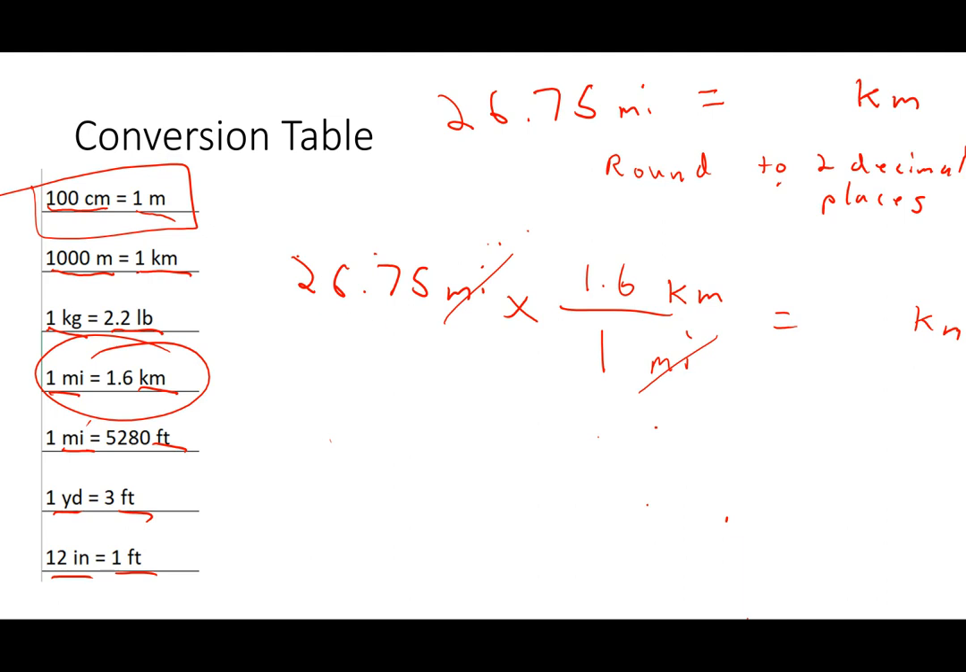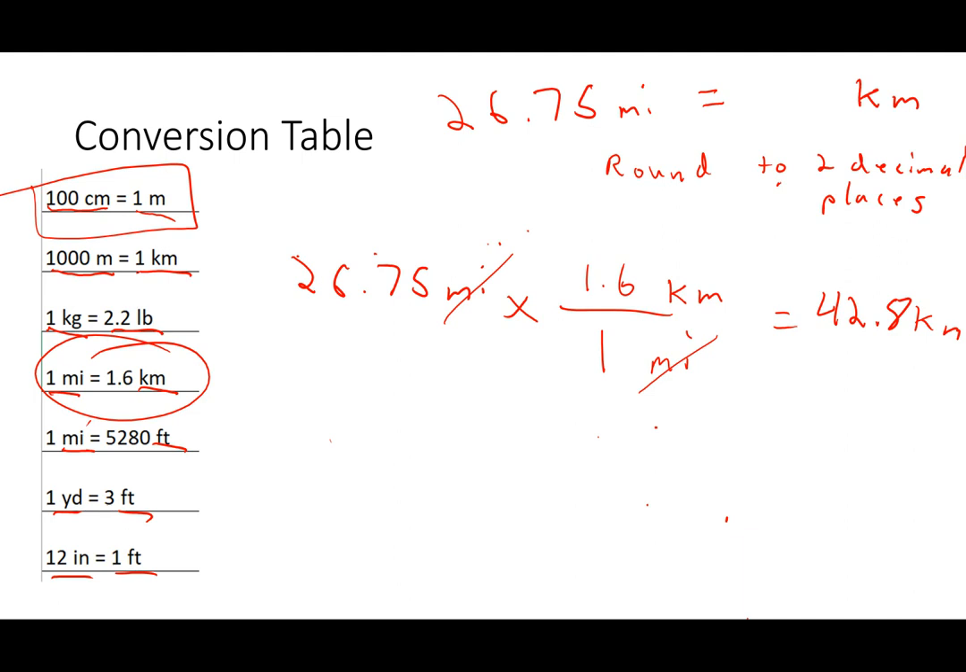How do I put this into the calculator? It's 26.75 times 1.6. I could then do divided by 1, but that won't change the answer, as you will see. If I put this into the calculator, I get 42.8. Now, it says to round to 2 decimal places. I don't need to do that here because it's not more than 2 decimal places.